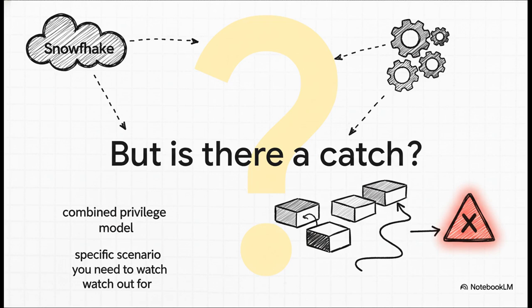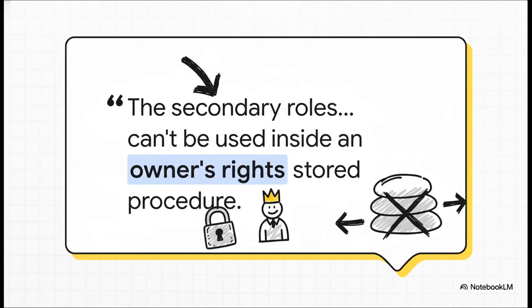While this whole combined privilege model is awesome, it doesn't work absolutely everywhere. And there is one really specific scenario you absolutely need to watch out for. And here it is, straight from the source. The documentation is very clear. Secondary roles can't be used inside an owner's rights stored procedure. So when you're running one of these specific procedures, the whole game changes. It doesn't matter what secondary roles you have active. Only the privileges of the single role that owns the procedure are recognized. All your other roles are basically ignored for that moment. It's a subtle point, but it is absolutely critical to remember.